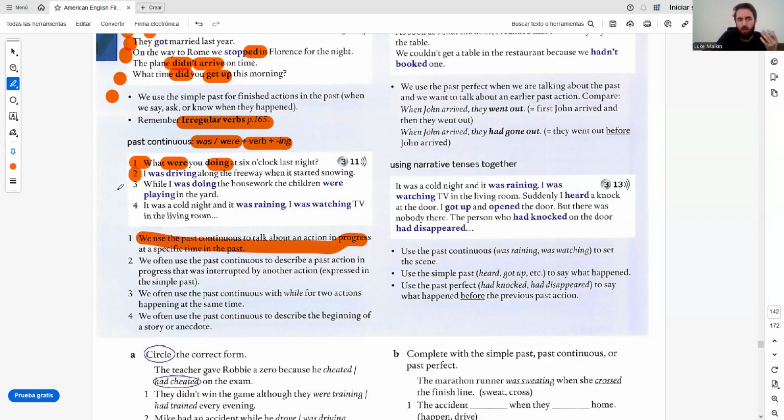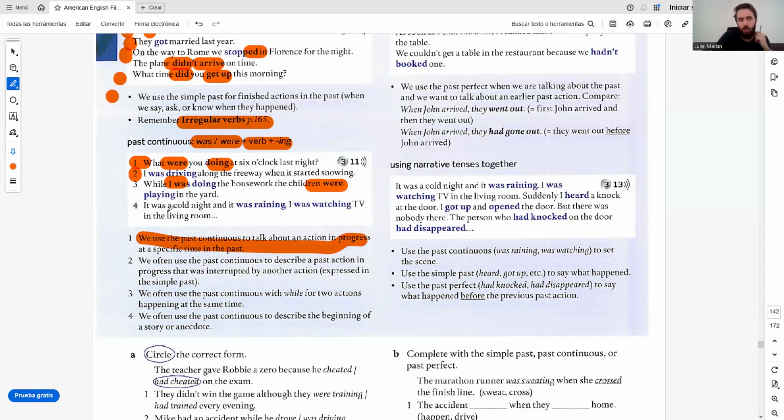Number two, I was driving along the freeway when it started snowing. I was driving was in progress in the past when it started snowing. Number three, while I was doing the housework, the children were playing in the yard. I was, children were. I was, you were, he was, she was, it was, we were, they were.